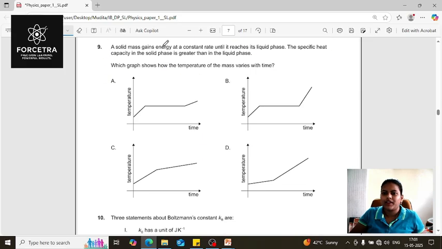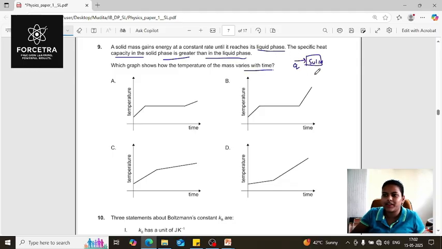A solid mass gains energy at a constant rate until it reaches the liquid phase. The specific heat capacity of the solid phase is greater than the liquid phase. Which of the graphs shows how the temperature of the mass varies with time? So in this question, a solid mass is there and it is receiving heat Q at a constant rate, and it is converting to liquid.